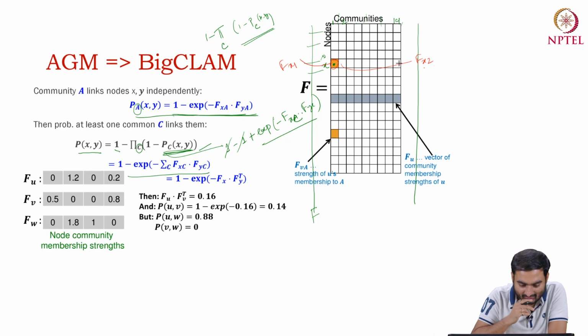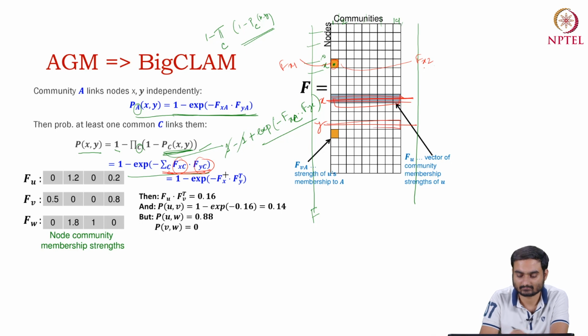So if you look at it, you have exponential of minus the summation over all the communities of this and this. What is this? This is essentially the multiplication of the x row and the y row, because across all the C's you will basically get this vector and you will get this vector.